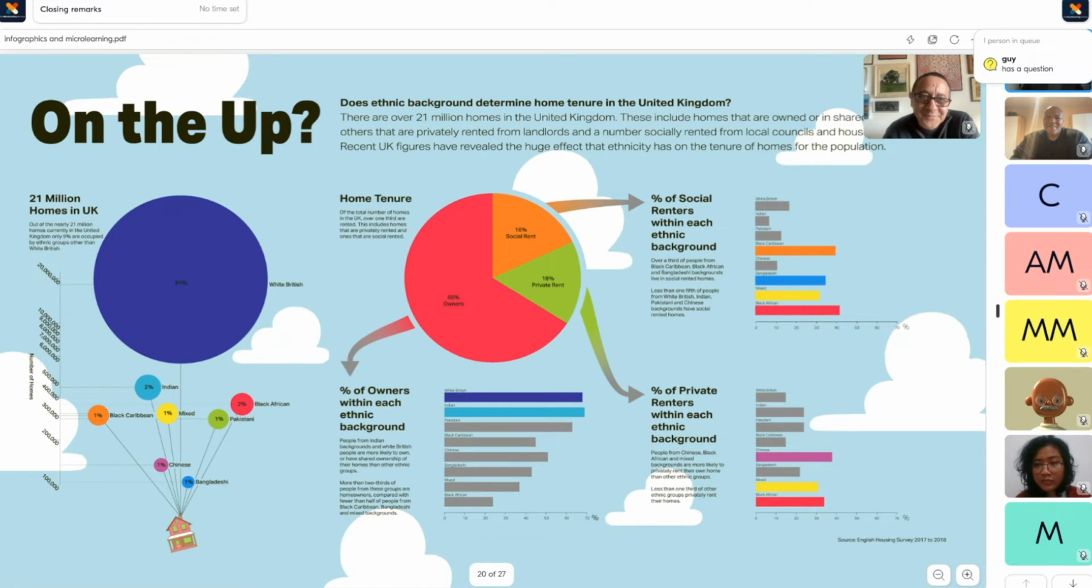Guy, you've got a question? I do, if it's okay. With the circle in the middle, the red, orange, and green one. Is it right that the biggest area is sort of on the left, or should it be somewhere else?